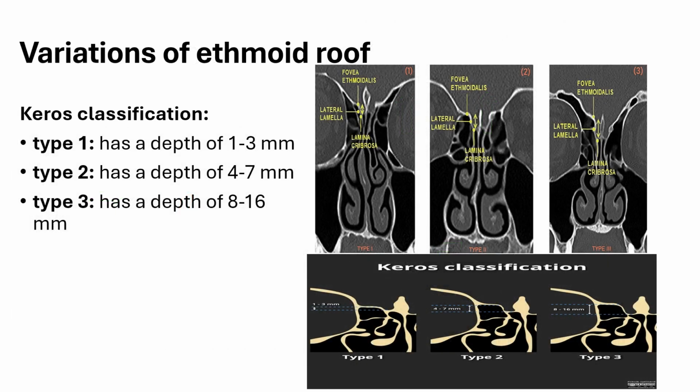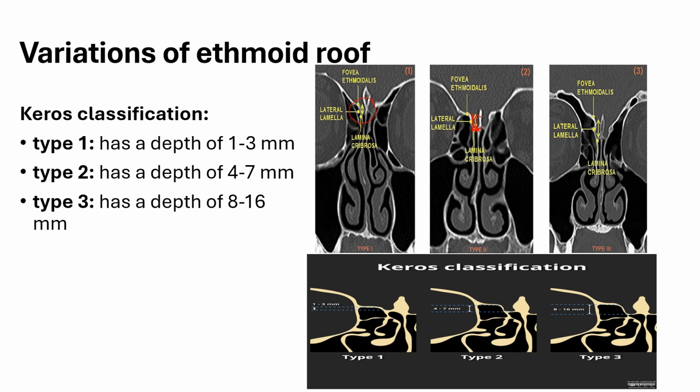Now the variations of the ethmoid roof. The depth of the olfactory fossa is determined by the height of the lateral lamella and the cribriform plate. This is the cribriform plate and this is the lateral lamella. So this height is measured and it is classified according to the Keros classification, that is type 1, 2 and 3. Type 1 has 1 to 3 mm depth, as we can see in this image, very less depth.